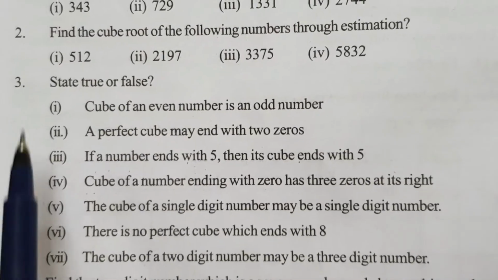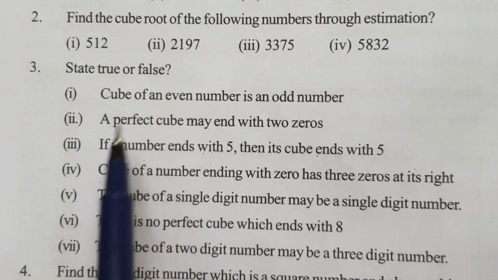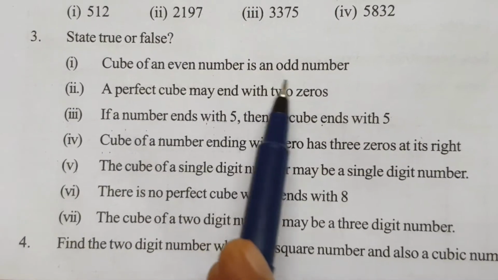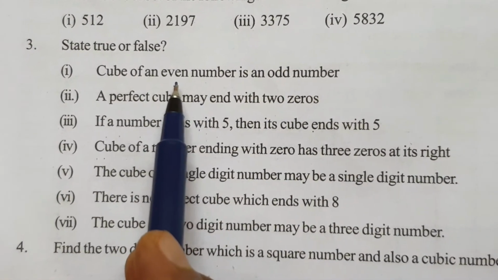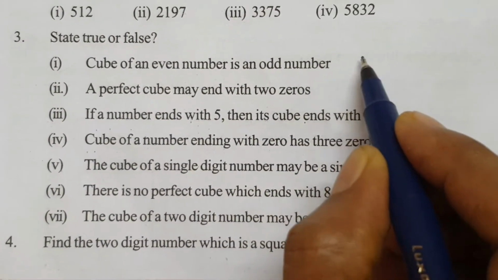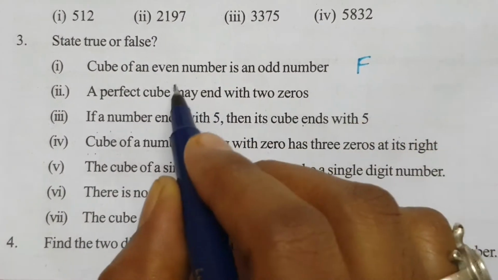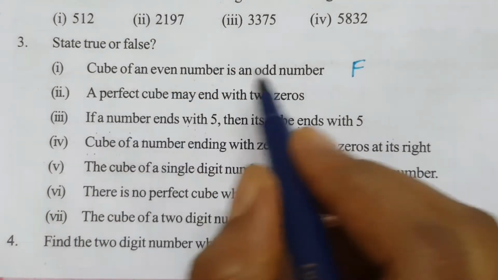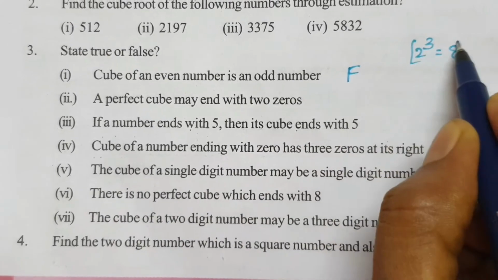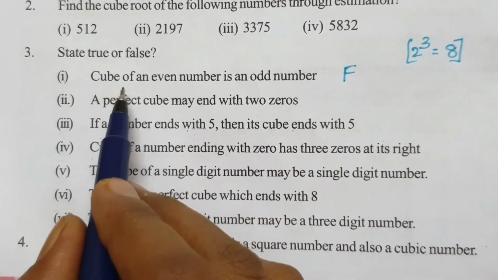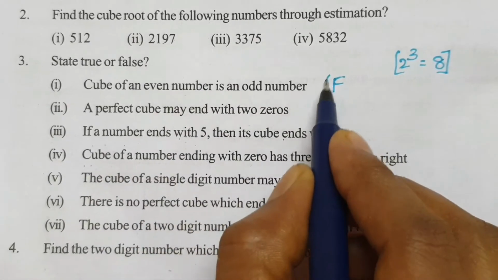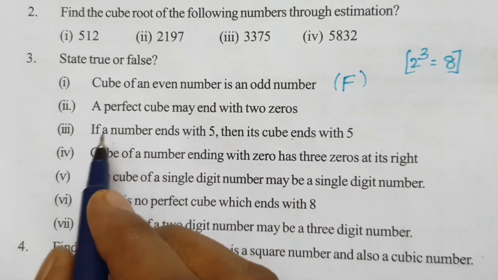Now, third Roman. State true or false. First one: the cube of an even number is an odd number. It is false. For example, the cube of the even number 2 is 8, and 8 is an even number. But they said the cube of an even number is an odd number. It is false.